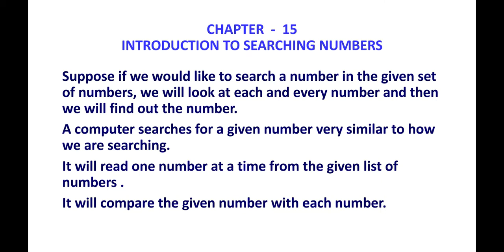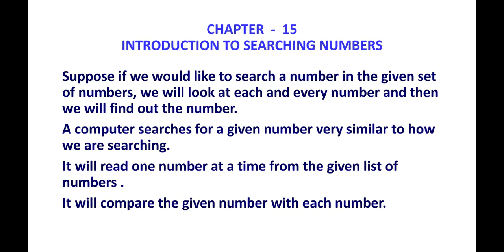A computer searches for a given number very similar to how we search. A computer can also search numbers like human beings. It will read one number at a time from the given list of numbers and compare the given number with each number. Suppose we want to search the number 4, it takes number 1 and checks whether it is number 4, then takes number 2 and checks whether it is number 4. Likewise it will compare each and every number.